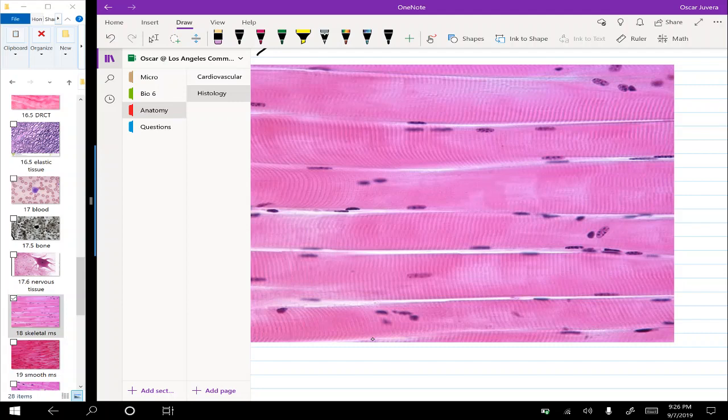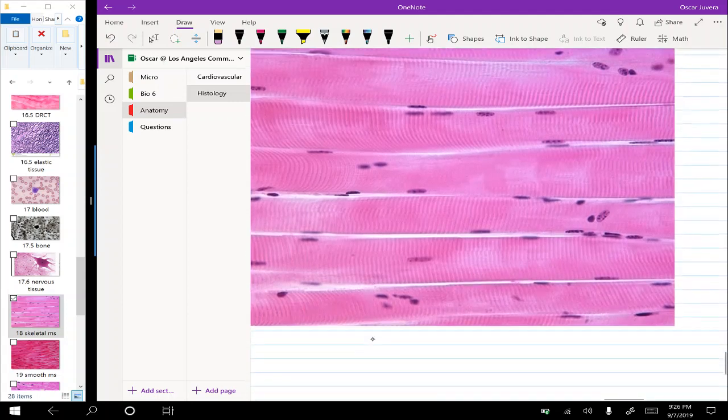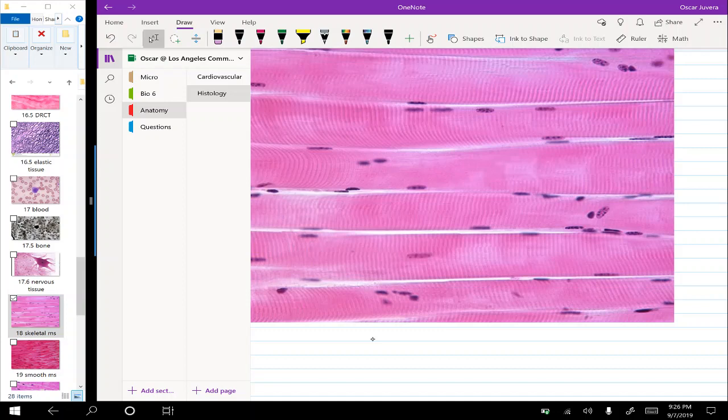I hope not, and if you do, I don't know why you're taking anatomy with that professor, because this is already too much detail.